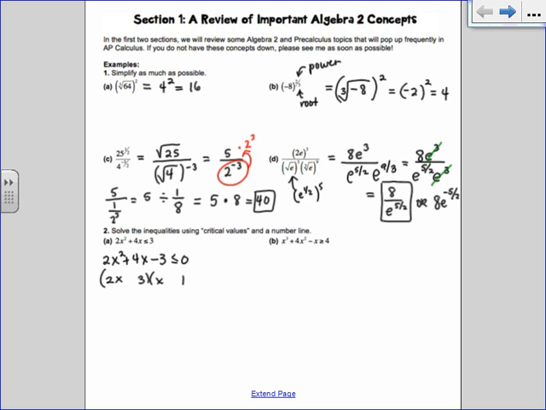Like a 3 here and a 1 here. Then we have 2 and we have 3. And that's not going to combine to be 4x either. So we have a problem. It doesn't factor. So what do we do when something doesn't factor? Quadratic formula. Yes, that's right.